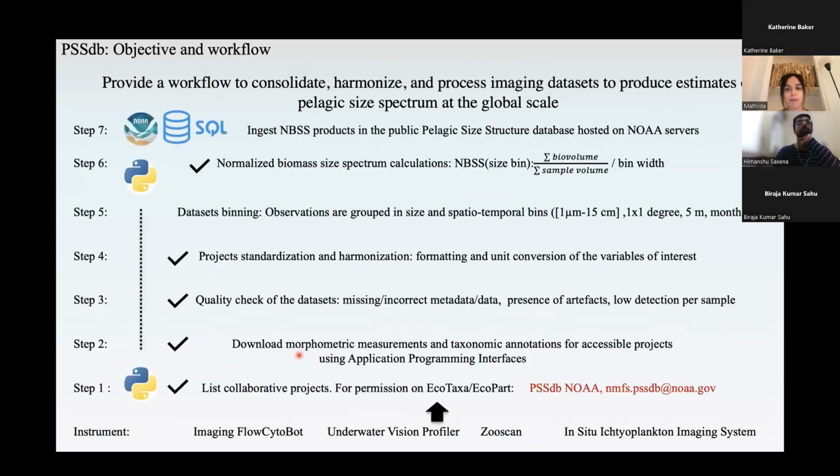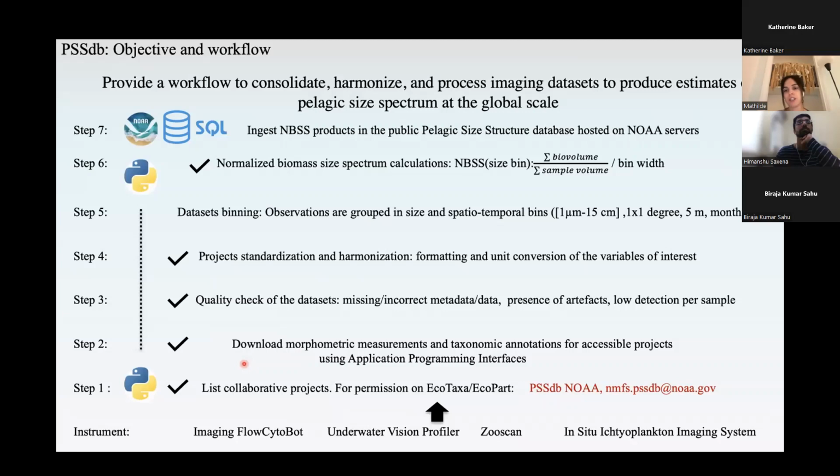But despite those challenges, we actually managed to produce what we're interested in, which is the NBSS, or normalized biomass size spectrum. So I'm going to walk you through the workflow.